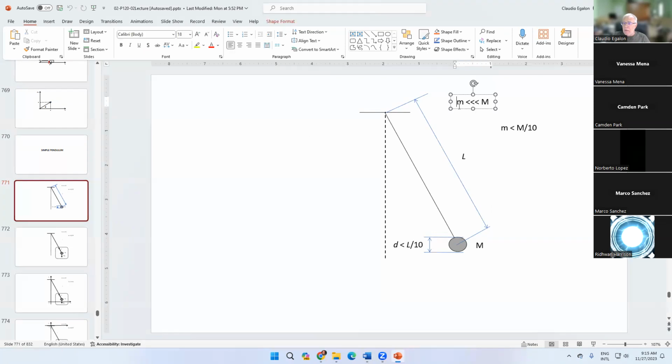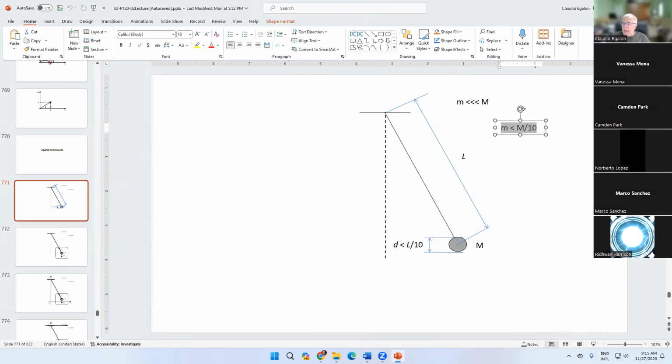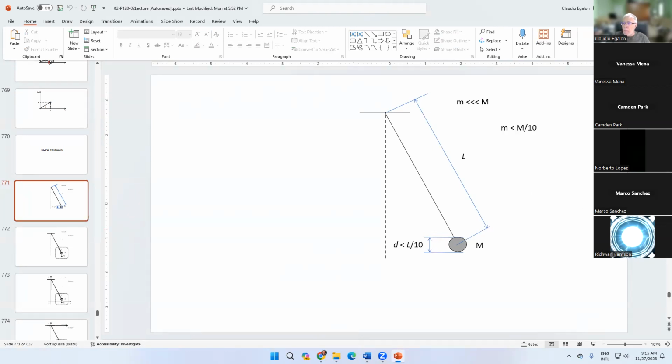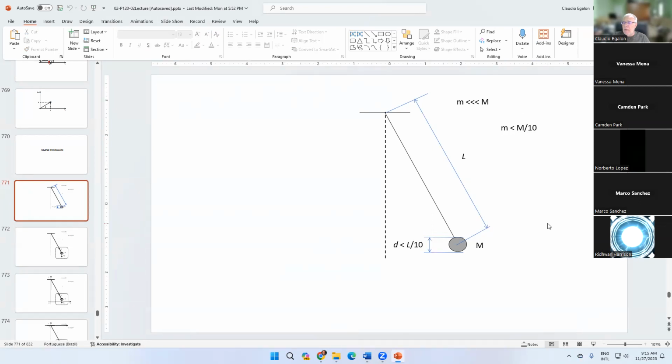The mass of the string is much smaller than the mass of the object and can be neglected, and by neglect I mean the mass of the string is at least 10 times less than the mass of the ball. If you neglect the mass of the string, this system behaves as though it has all the mass concentrated at this point here, in which it's going to oscillate, okay?